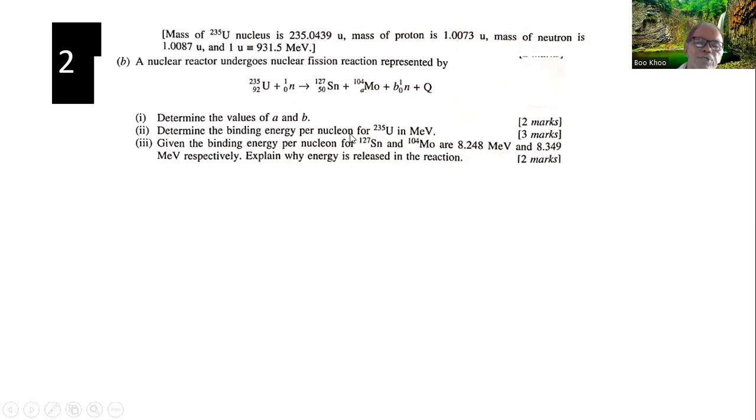Determine the binding energy per nucleon. What should I do? You have been doing this the whole morning. If you cannot do, I don't know how to help you already. No, my internet cut down just now, sir. Yeah, binding energy per nucleon. A is 42. What are you talking about? I asked you how to calculate the binding energy per nucleon.